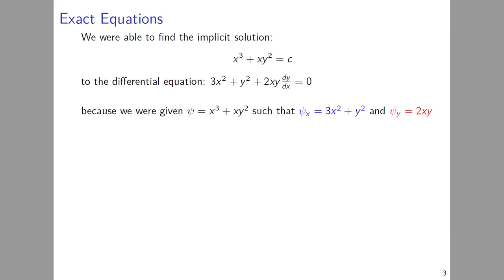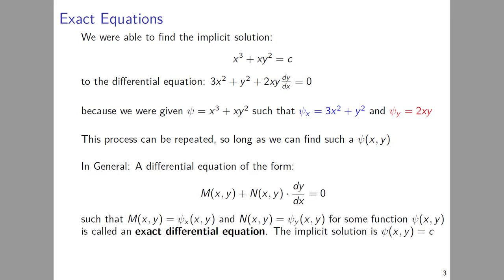So we were able to find an implicit solution, x cubed plus x times y squared equals c, to the differential equation 3x squared plus y squared plus 2xy times dy/dx equals 0, because we were given this psi equal to x cubed plus x times y squared, such that psi x equals 3x squared plus y squared and psi y equals 2xy. And this process can be repeated so long as we can find such a psi.